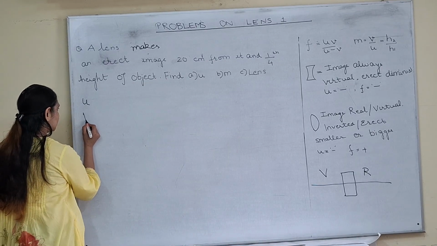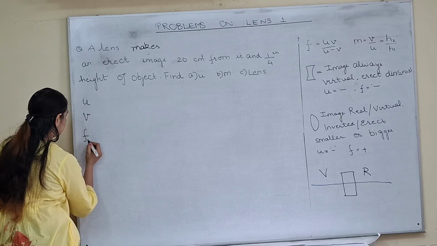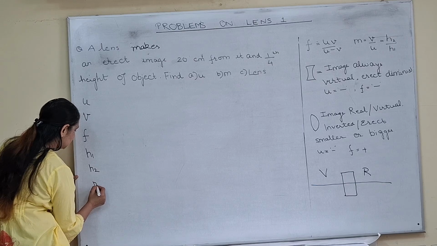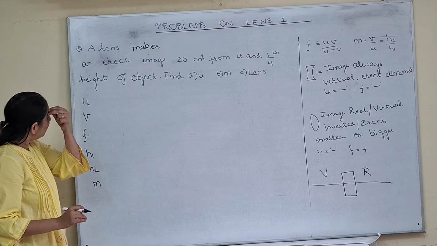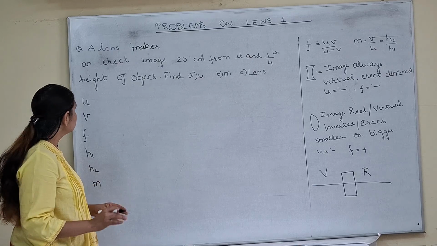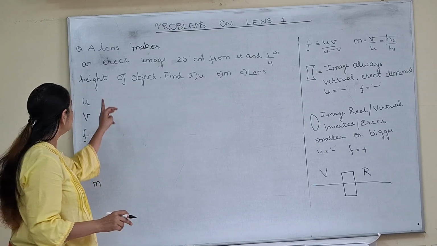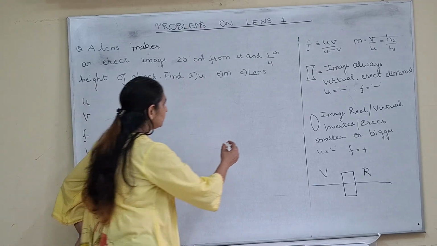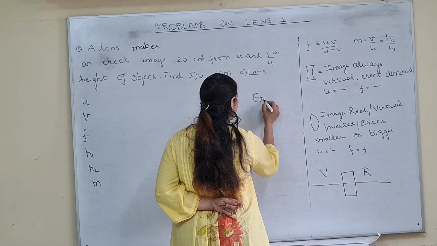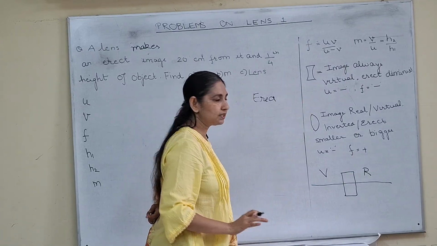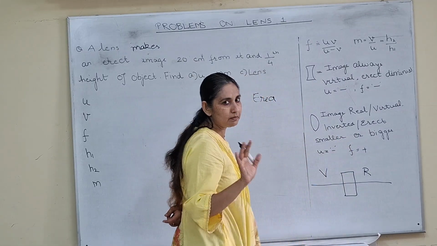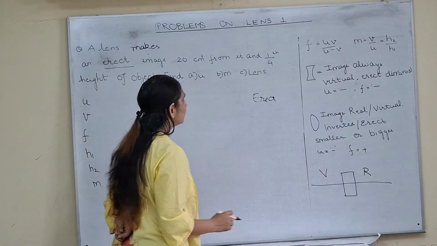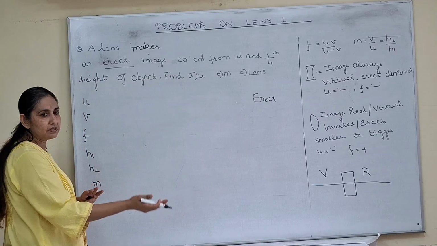What will we write? We'll write these 5-6 headings to fill in. A lens makes an erect image. Okay, we know that it's a lens now, not a mirror. So at least we know it's erect. Now it could be this one or that one; an erect image can form in both, so we don't know yet which lens it is. The image is 20 centimeters from it.